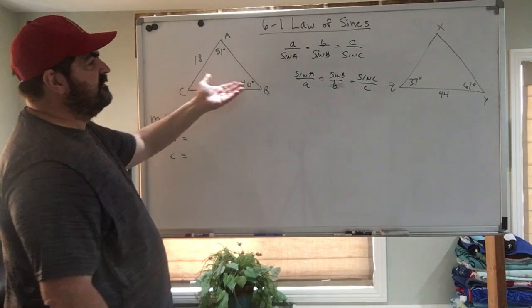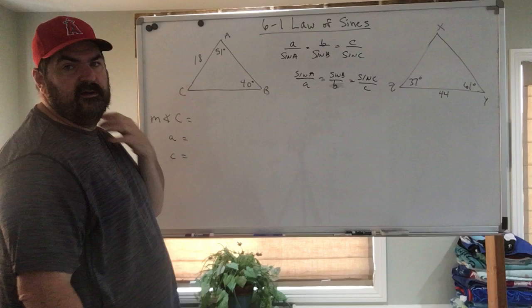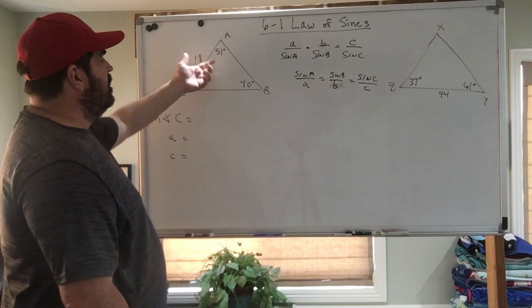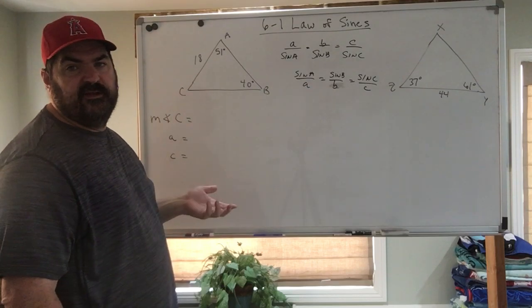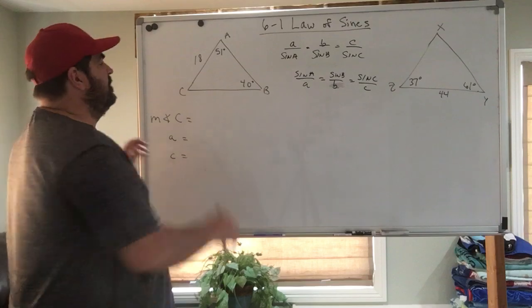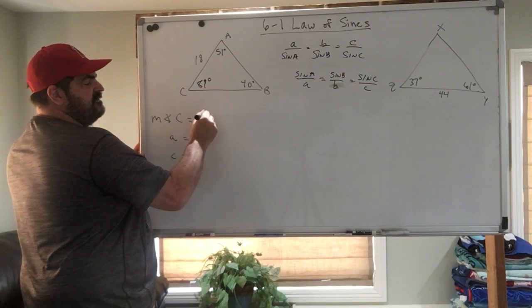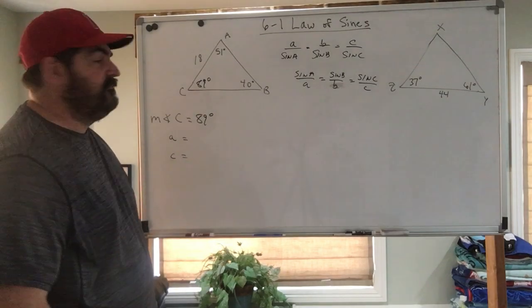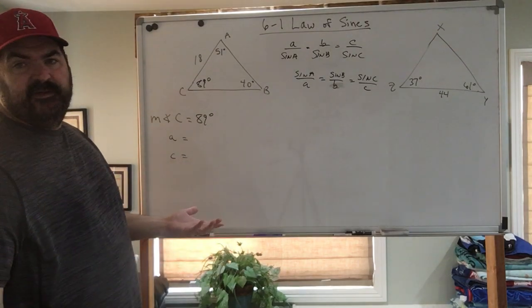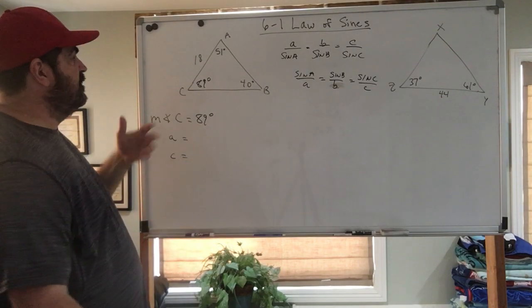If I have two angles in a triangle, I can clearly find the third angle. So we add 51 and 40, that's 91. How much is left? 89 degrees. So we're going to have to find it eventually, might as well find it right now. Now I can find either side first, whichever I want. So let's go ahead and find a.